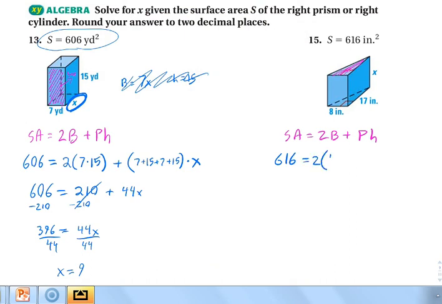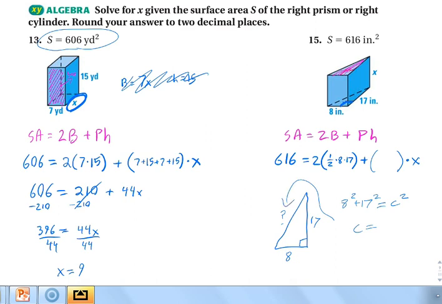The area of the base is 1/2, and because 8 and 17 are perpendicular here, it's 1/2 times 8 times 17. Plus, oh, we don't know the perimeter, and then times the height, and the height here is x, because that's the distance between the triangles. So what we need to do is look at this triangle and find the perimeter, 8, 17, and question mark. We just use 8 squared plus 17 squared equals c squared to find what c is equal to. And then once we get that, we put it over here.